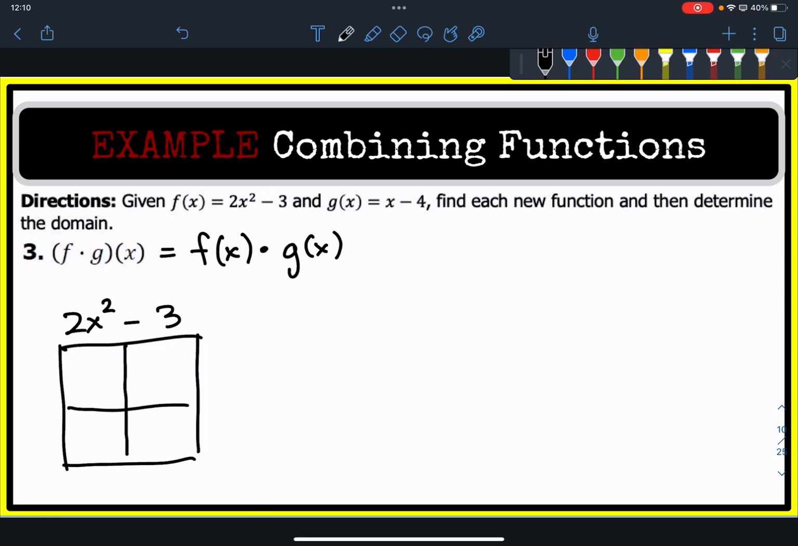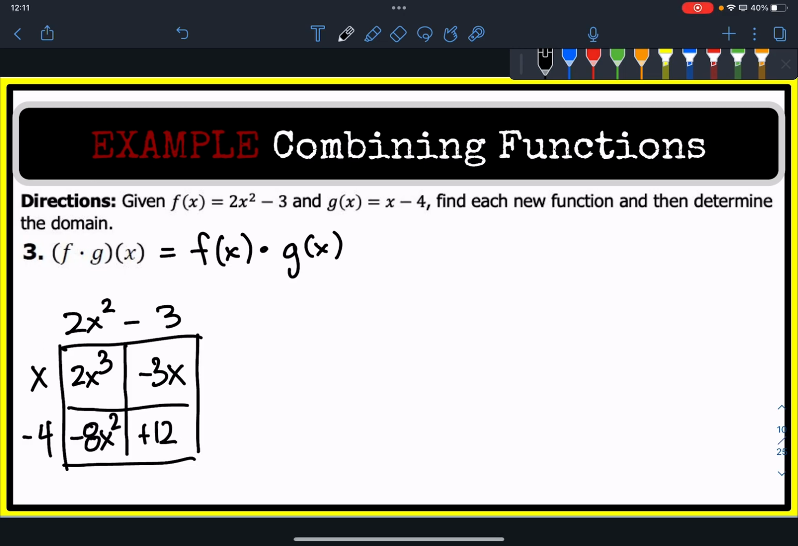And I'm going to multiply that with x minus 4. So here, I'm simply going to multiply these two things first by x, which is 2x to the third power minus 3x. And then I multiply these two things by negative 4. So negative 8x squared plus 12.